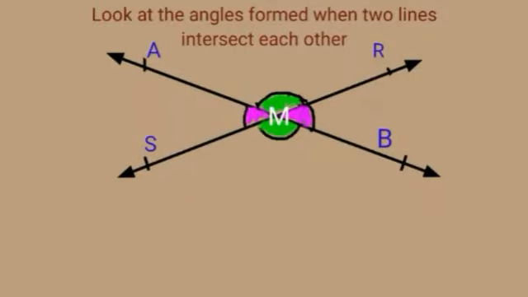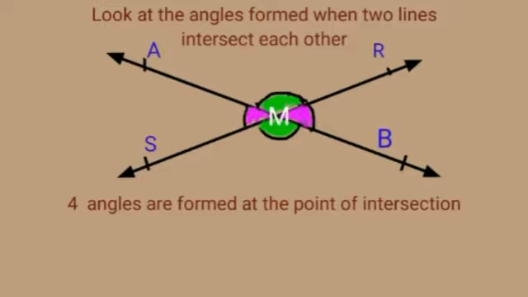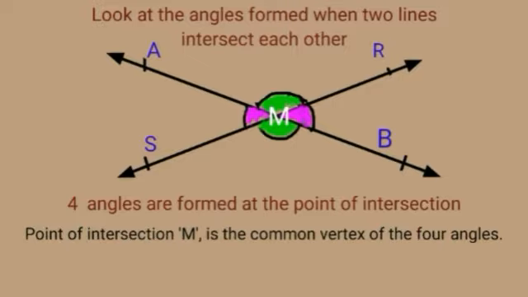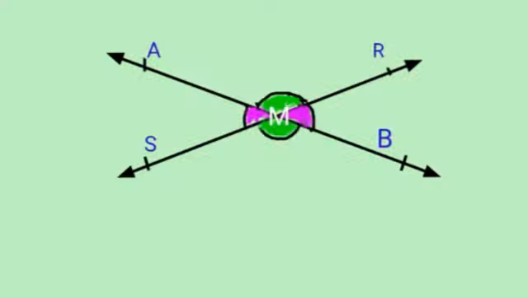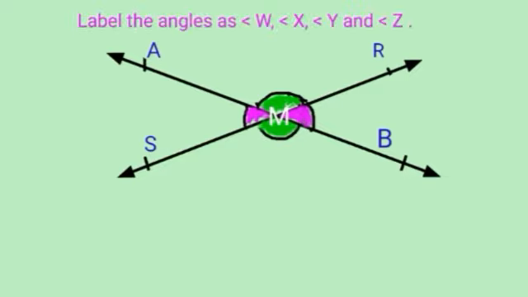Look at the angles formed when two lines intersect each other. The lines AB and SR intersect at the point M. Four angles are formed at the point of intersection. Point of intersection M is the common vertex of the four angles. Label the angles as angle W, angle X, angle Y and angle Z.